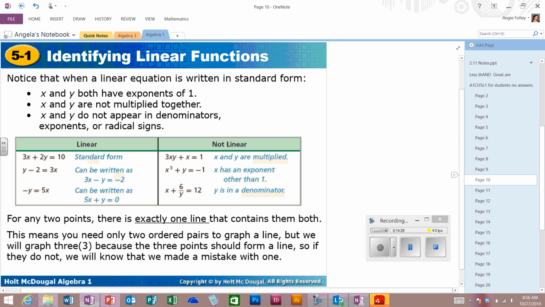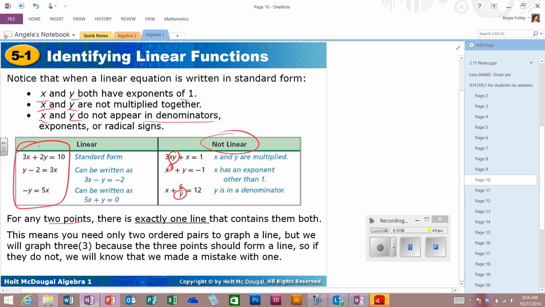So let's see if we can do that. Also, you have to notice that for a linear equation to be considered standard form, the x and the y both have to have exponents of 1, meaning I can't have any exponents on them. The x and the y cannot be multiplied together. If you notice, those are multiplied together, so that's why these are not linear. And also the x and the y cannot be in a denominator. So those are not linear functions. These are all linear. Take a look at those examples if you have questions on what's linear.